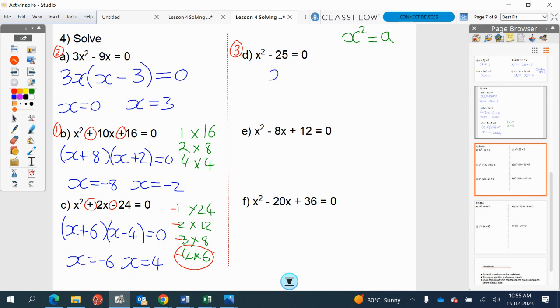So if we add 25 to both sides, we get x squared is equal to 25. And then we can square root both sides. We get x is equal to plus minus the square root of 25, which is equal to plus minus 5. So x is equal to minus 5, and x is equal to 5. The last two equations are similar to the first, to B and C.